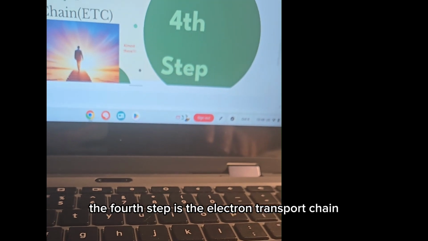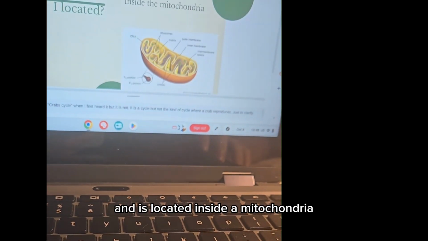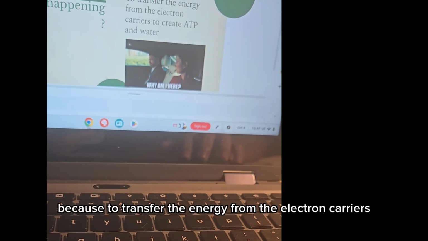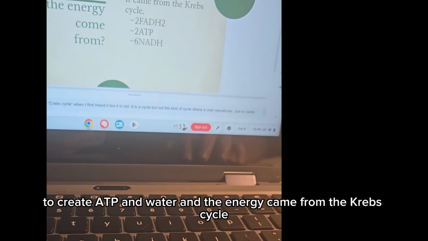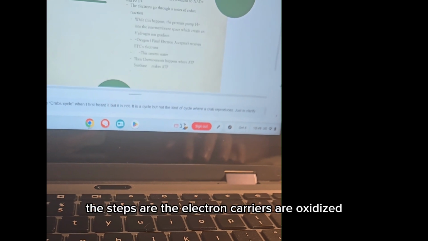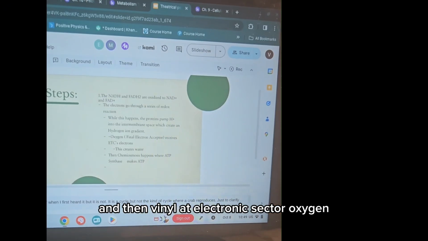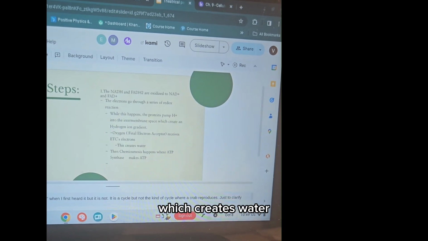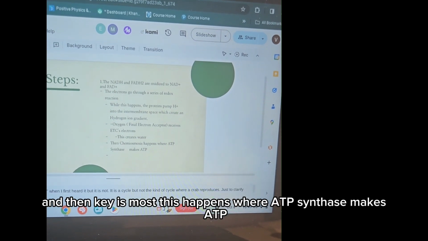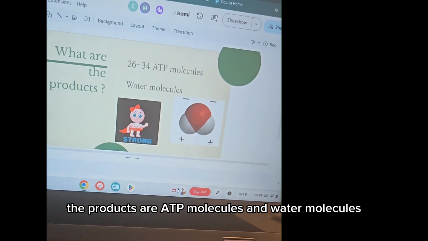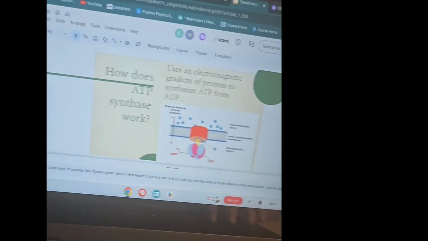The fourth step is the electron transport chain, and it is located inside the mitochondria. It happens to transfer the energy from the electron carriers to create ATP and water, and the energy came from the Krebs cycle. The steps are the electron carriers are oxidized, and then the final electron acceptor, oxygen, creates water. And then chemiosmosis happens where ATP synthase makes ATP. The products are ATP molecules and water molecules.